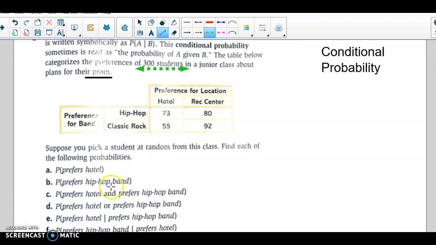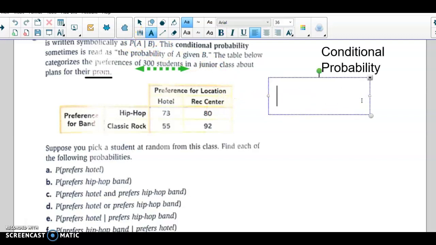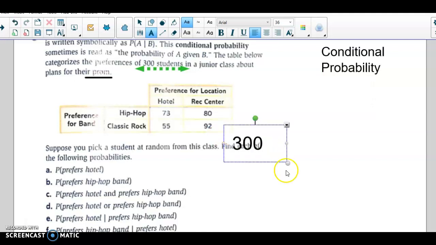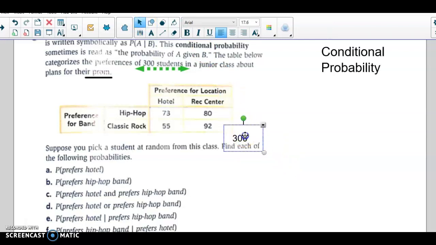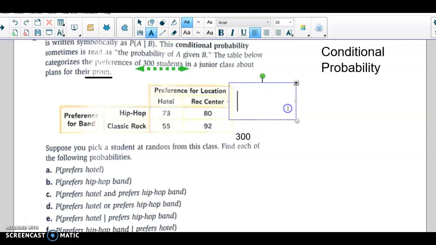So we know when we find the probability of some of these things, we're going to be having to use that total 300. Let's just write this down here, because this is what it's going to look like later. So 300, and that is our total number of students, okay? Total. So let's put a title here. Totals.